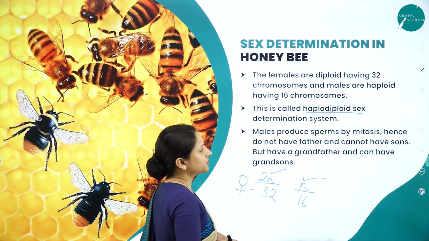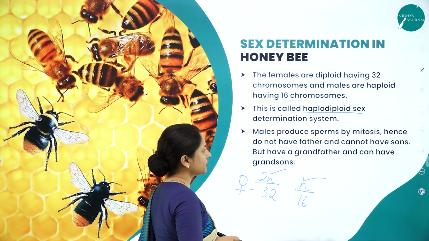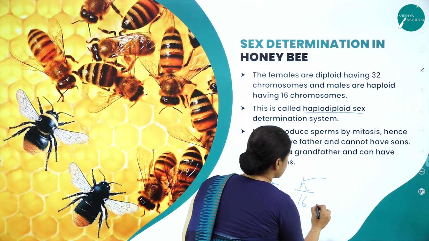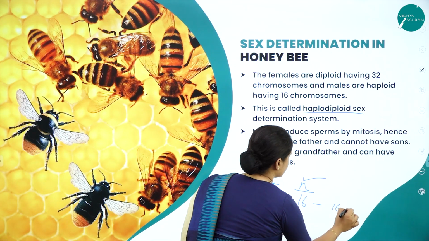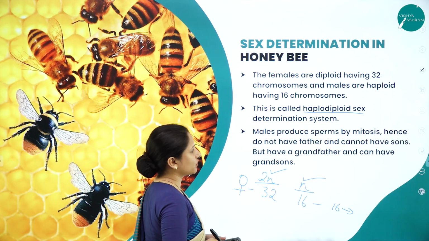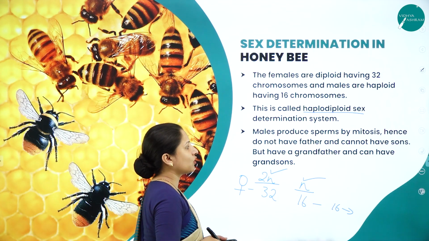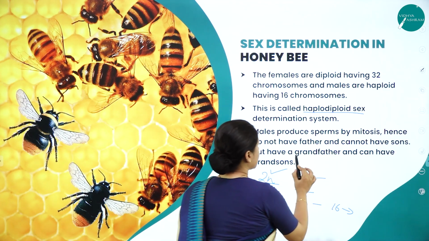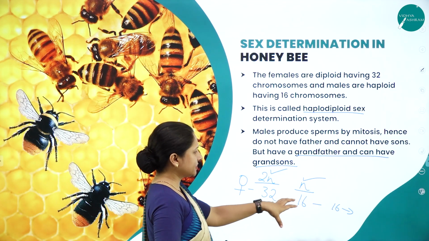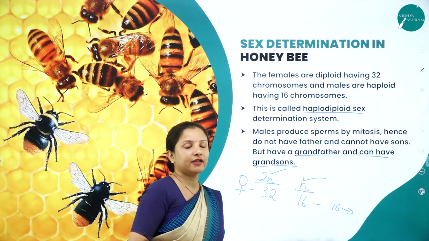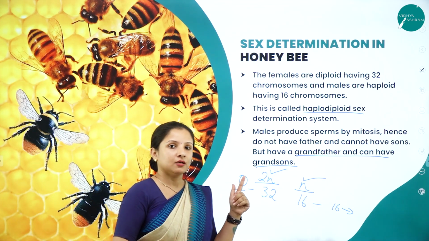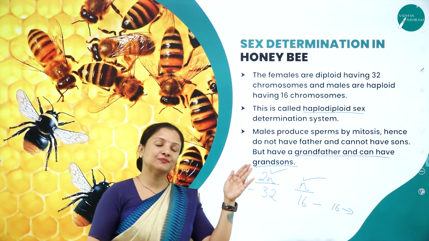Males produce sperms by mitosis. So, mitosis means equational division. So, how much will they have? The same 16 chromosomes will go to the progeny also. Males produce sperms by mitosis, hence do not have a father and cannot have sons, but have a grandfather and can have grandsons. So, these males usually produce sperms by mitosis. So, first mitosis happens and then the sperms get produced.